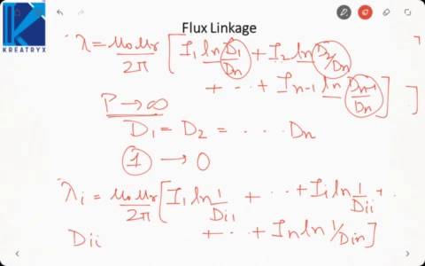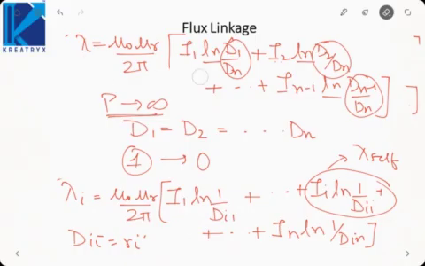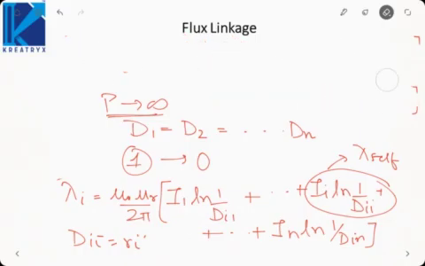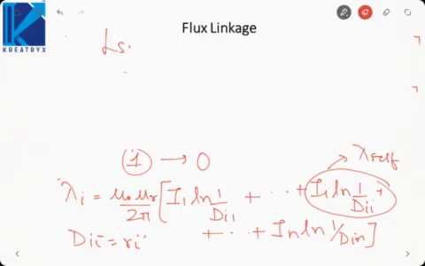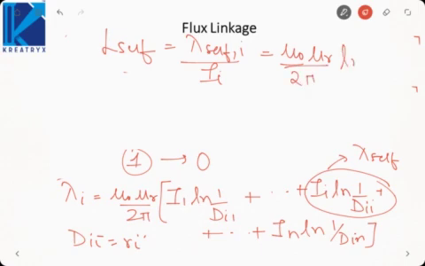Here dii is referring to Ri prime. This term here represents self flux and the other terms represent mutual flux. So if we want to find the self inductance, what to do is self flux by self current: lambda self of i divided by ii, which is mu naught mu r by 2 pi ln 1 by Ri prime.